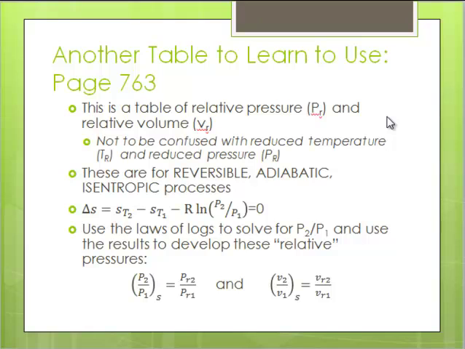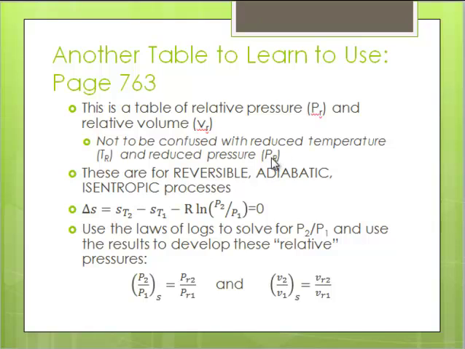In your book, it's on page 763, and it's a table of relative pressure and relative volume. Now, these have no physical meaning. These are not related to any volume you would truly measure, okay? So you're going to see that they have no units. They are going to be tabulated for just functions of temperature, okay? So this is a lowercase r in your book.